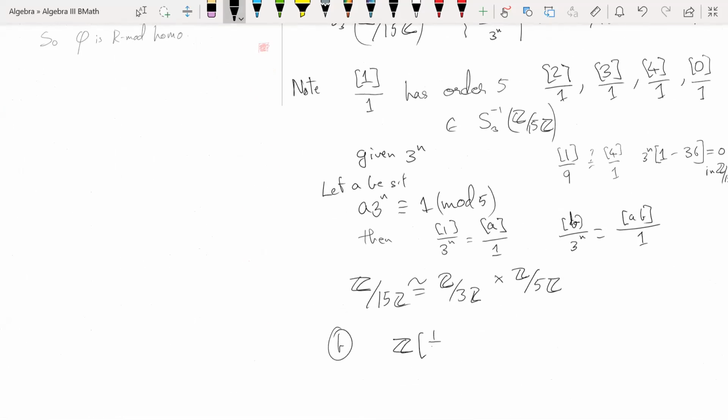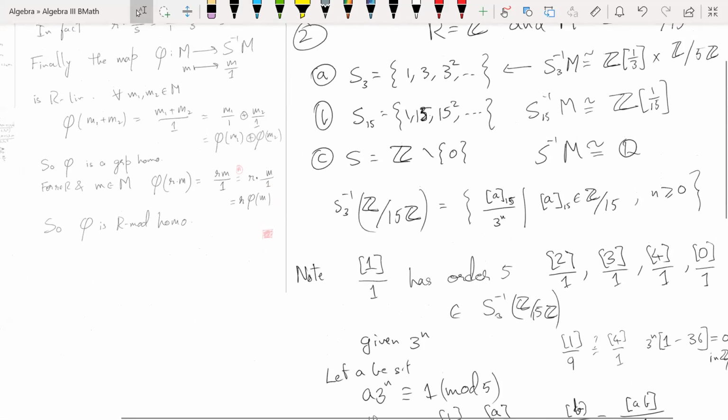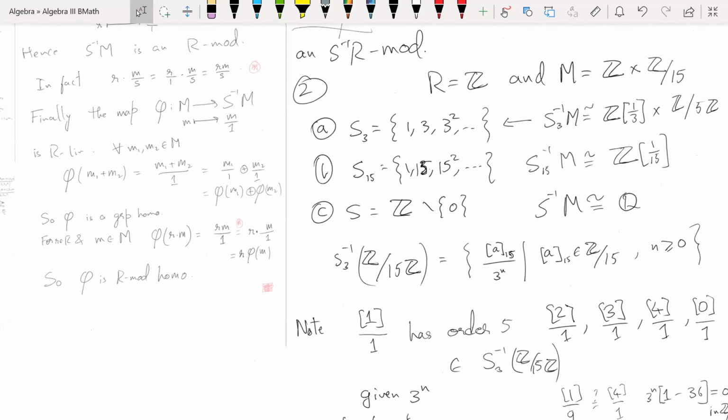You just get Z1 over 15 because of the torsion factor. So 15 becomes sort of 0. So this factor will go away, and you'll get this thing. And if you invert everything, then of course the second factor, anyway, you are inverting more than S15. So you first invert S15 and then invert more if you like.